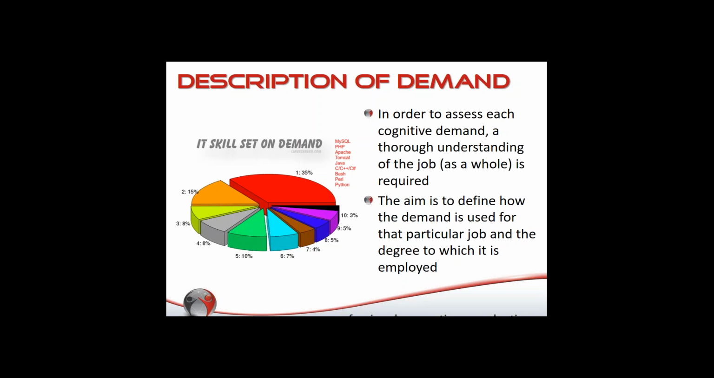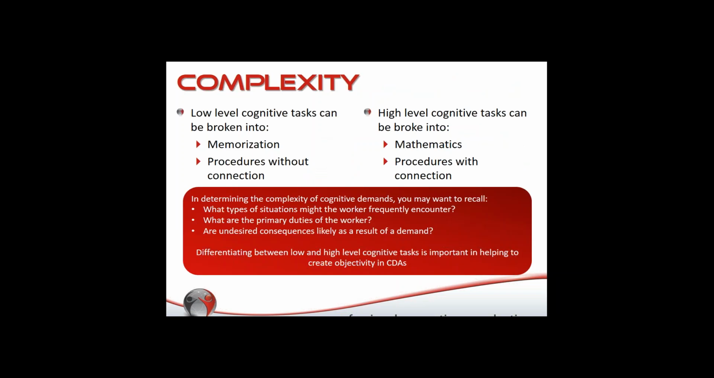So we're going to connect the cognitive demand to the task ultimately, right? We're trying to break down the job into multiple tasks and then connect the cognitive demands to that. I gave you some examples already of low-level and high-level cognitive tasks. This just connects back to that. You may want to recall the following information when you're trying to determine the complexity of the cognitive demands, because we need to evaluate both pieces, the frequency and the complexity.